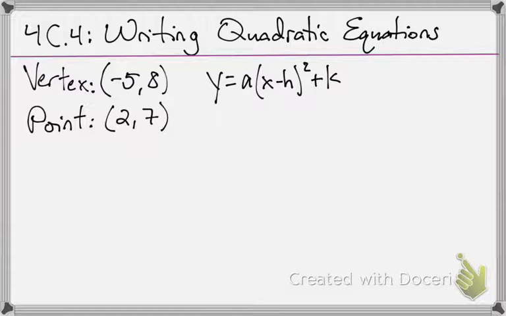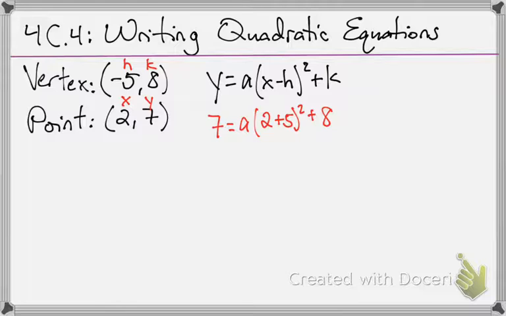So you notice the info on the left, I give you two things, the vertex and a point. Vertex is represented by the variables h and k. If I just give you a random point on the parabola, that's your x and y. So I'm giving you, out of the 5 variables, 4 things. All I'm going to do is plug in every single thing that I know. So the 7 is going to go in for y. We don't know a. X minus h would be 2 minus negative 5, which is 2 plus 5, squared, plus the k value, which is 8.